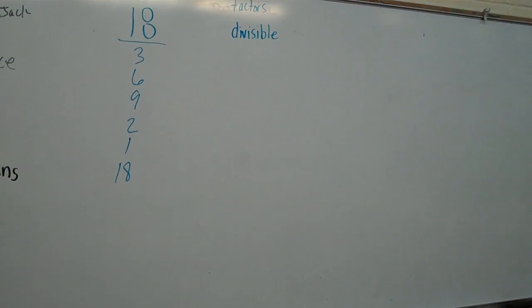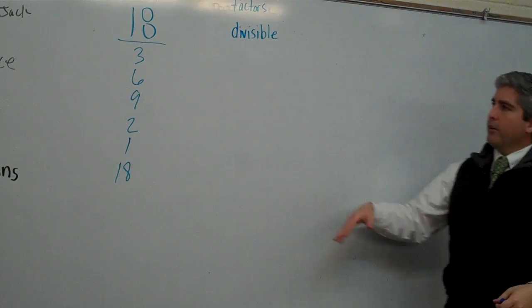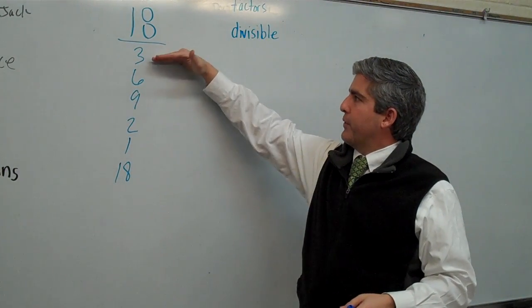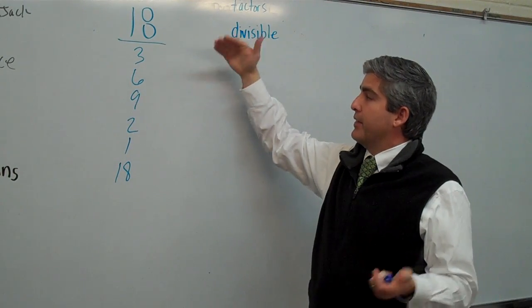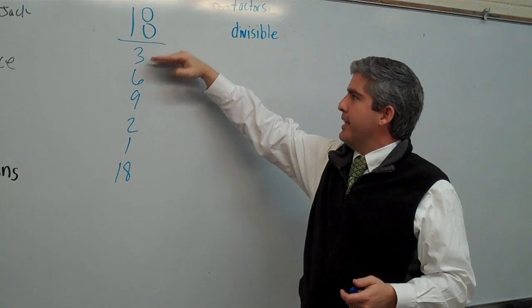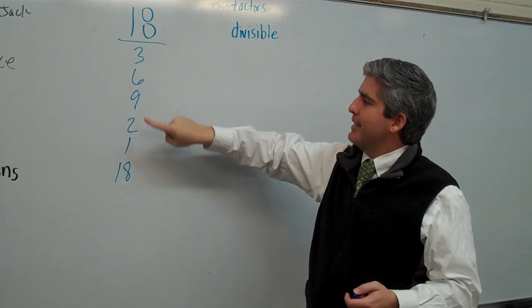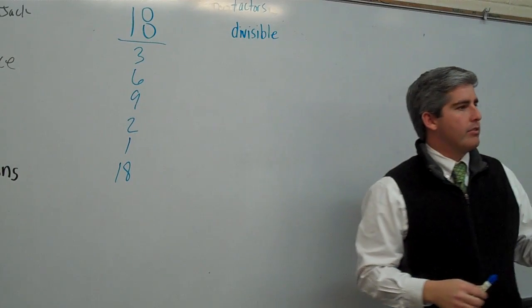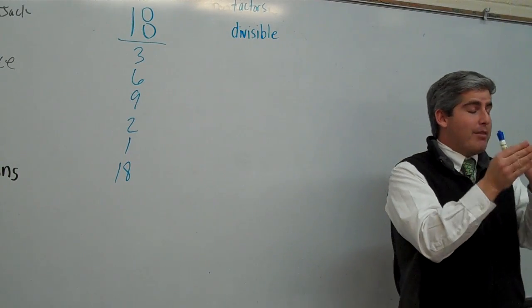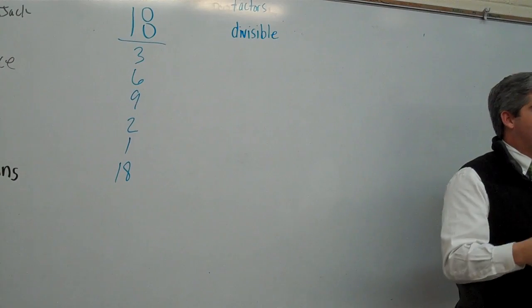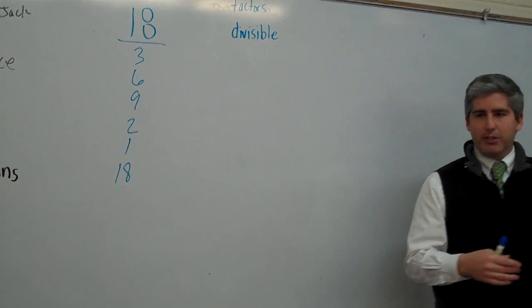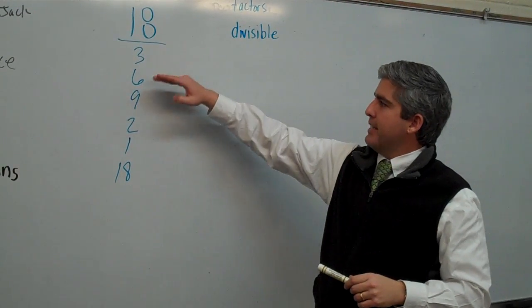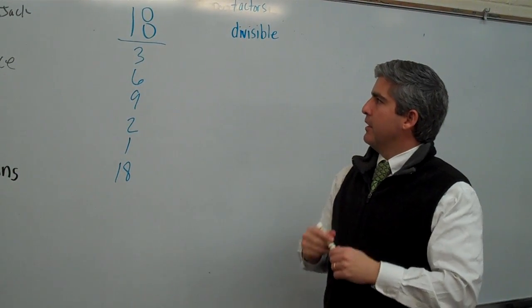So let me go back to what I was saying about factors and divisibility. Here we've listed the factors of 18: 3, 6, 9, 2, 1, 18. So using the word divisible, 18 is divisible by 3, it's divisible by 6, it's divisible by 9, 2, 1, and 18. A number is divisible by its factors. Whatever the factors are, that number is divisible by that factor. So it's divisible by 3, 6, 9, 2, 1, and 18.